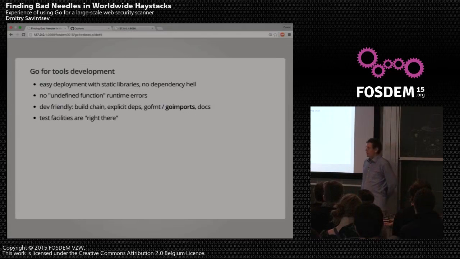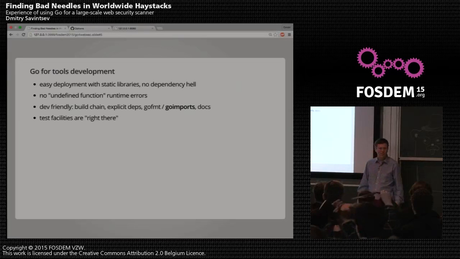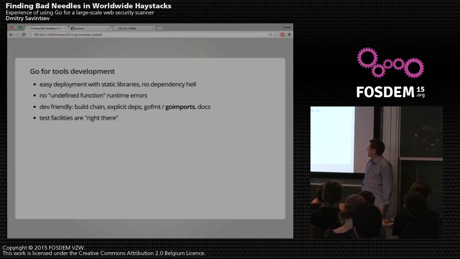I really got to like Go, and if you've seen Andrew's talk on why he liked Go, a lot of those things apply to me as well, starting from gofmt. That was a revelation. That's exactly how it should work. But especially for tools development, and not just for ops. The advantage is that it's easy to deploy with static libraries. You don't have dependency hell. There are usually few or no runtime errors, undefined functions, or undefined symbols.